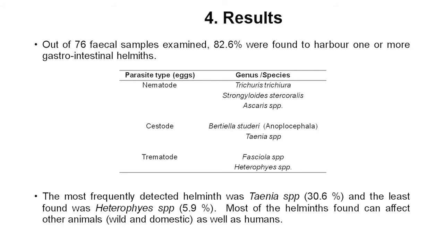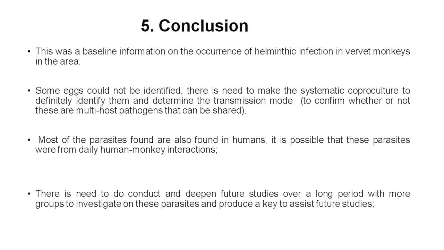Now, the results: we realized that almost all the samples we took were infected by one or more parasite species. We found nematodes, cestodes, and trematodes. Most of these parasites we have seen can also be found in humans. The most frequent was Taenia, and the rest included Trichuris, which also affects humans. As a conclusion, this was a starting point, the baseline information.